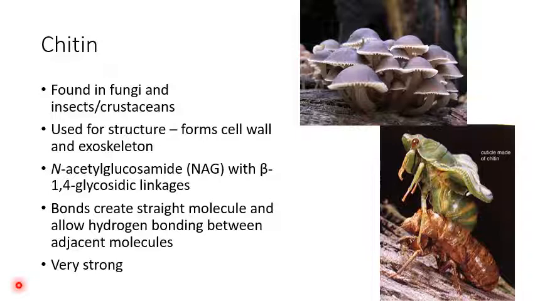But you're getting all these NAG monosaccharides, linking them together with the beta 1,4 glycosidic linkages, which gives you a straight chain. And then because a chain is straight, you can stack it on top of other chains, running parallel with those other chains, and you can have hydrogen bonding between the chains that are next to each other, and that again gives you a very, very strong structure, just like cellulose.